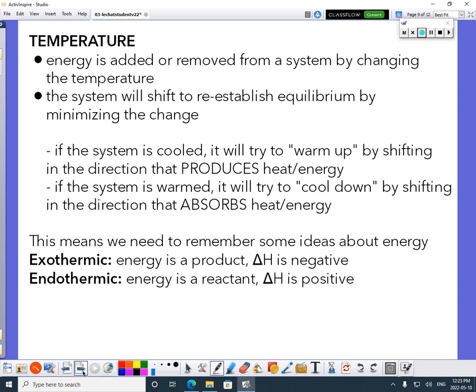But you need to look at where the energy is. If the system is cooled, it has to shift in the direction that produces energy. If the system is warmed up, then it has to shift away from the energy, in the direction that absorbs energy. There are really 4 possibilities here, and it can be difficult to keep them straight. If energy is a product, that's exothermic, and delta H is negative.